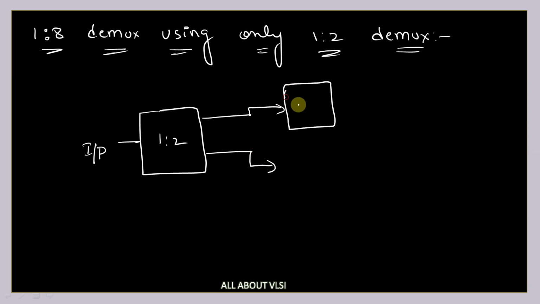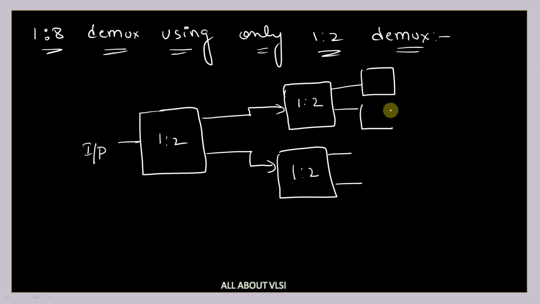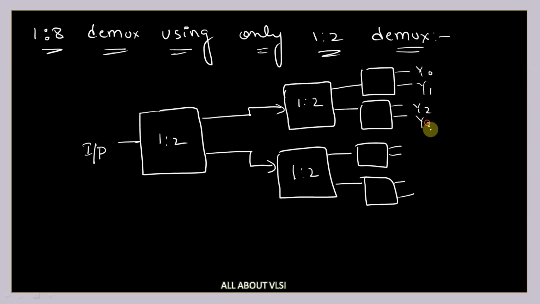Here in the second stage you are going to have two demultiplexers, 1 is to 2 and 1 is to 2. Now these two will be selecting the further demultiplexers. So here we are going to have 1, 2, 3 and 4. So 1, 2, 3, 4, 5, 6, 7, 8. So here you are going to have y0, y1, y2, y3, y4, y5, y6 and y7. So this is how you are going to design a 1 is to 8 demultiplexer using 1 is to 2 demultiplexers.